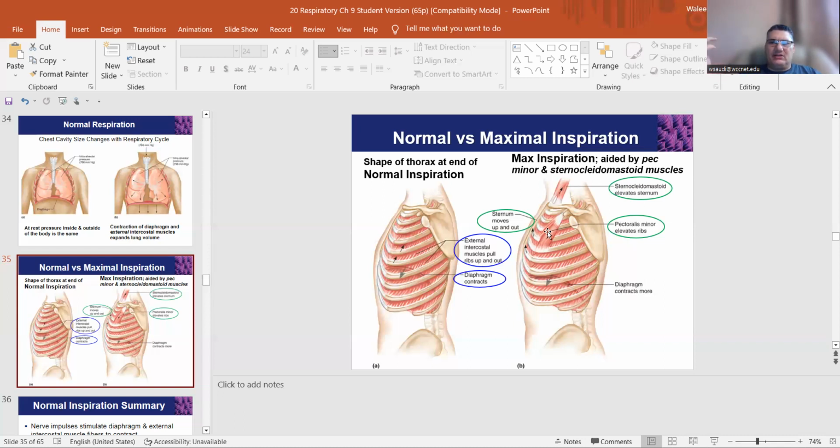What do you mean by maximal inspiration? Like the maximum that you can breathe if you are exercising. You're going to use two additional muscles in the green circle here. Pectoralis major, this elevates the ribs, and sternocleidomastoid, which elevates the sternum, and it will move the chest up, increasing it. Sternocleidomastoid is this muscle right here in the side of your neck, if you can see me here.